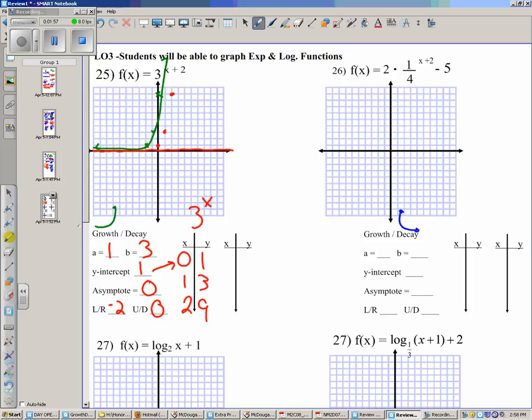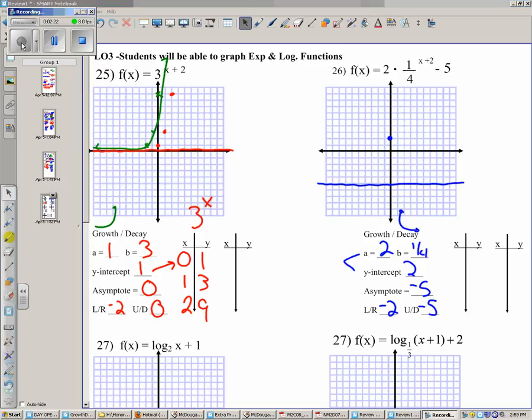A is 2 and B is a fourth. And that makes my y-intercept 2. As far as my left-right number goes, I'll have -2, and my up-down number is -5. And so is the wall, which I'm going to go ahead and draw on the wall, and then my y-intercept. And because it's exponential, I will not need the second t-chart.